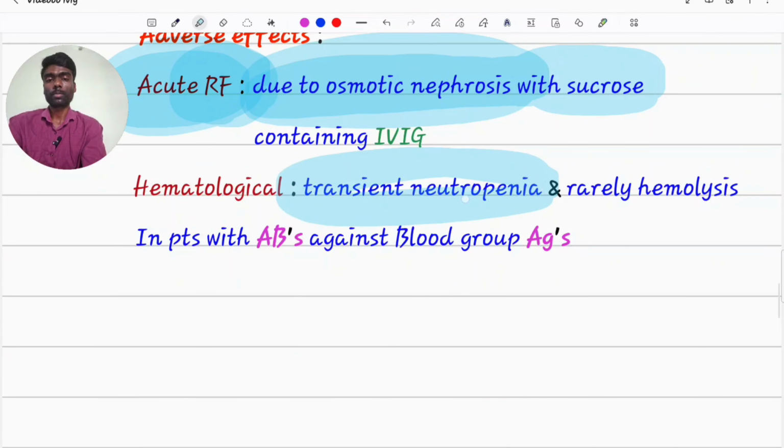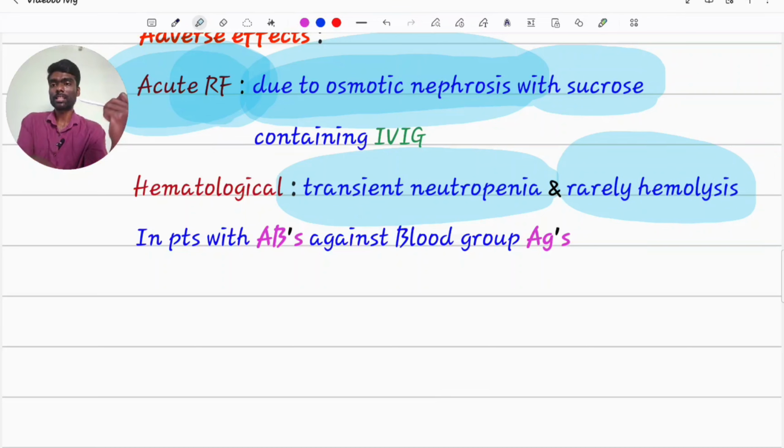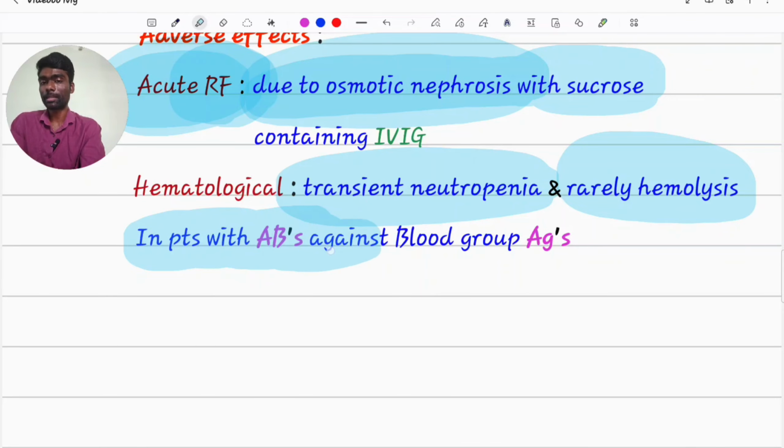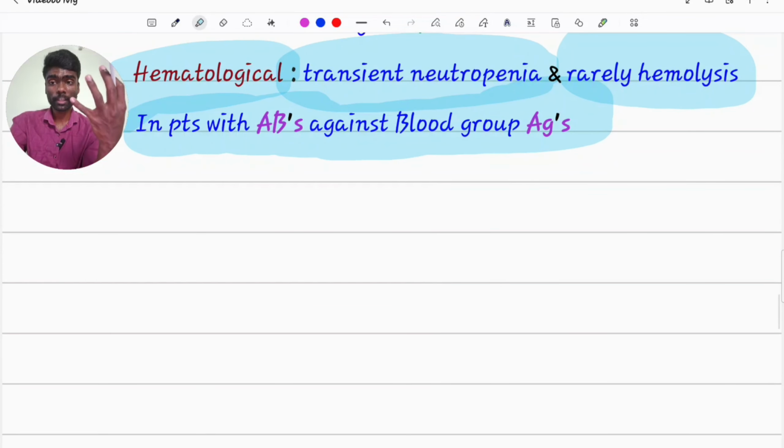Transient neutropenia: the name itself suggests it will resolve on its own. Rarely hemolysis: as we are transfusing someone else's plasma immunoglobulins, hemolysis may occur if the patient has any antibodies against blood group antigens. That's why we purify the solution.